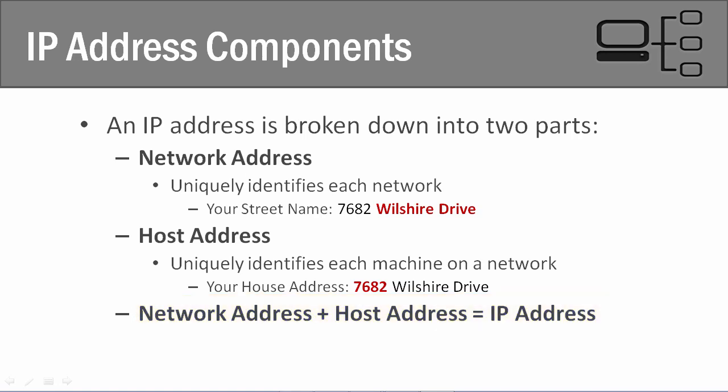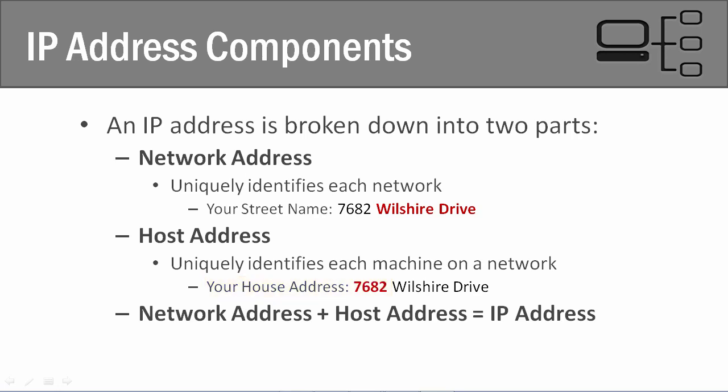Now, I'm going to show you how it works in detail in future lectures, in the future slides, but before we get into that, I just want to do a quick analogy. The easiest analogy would be your street address. Let's just assume that mine is 7682 Wilshire Drive. You're just going to say this is my home address. But if you think about it more in detail, there's two parts to that. One identifies the street that you're on, the Wilshire Drive, but it doesn't identify your actual house number. And then your number, the 7682, identifies your house.